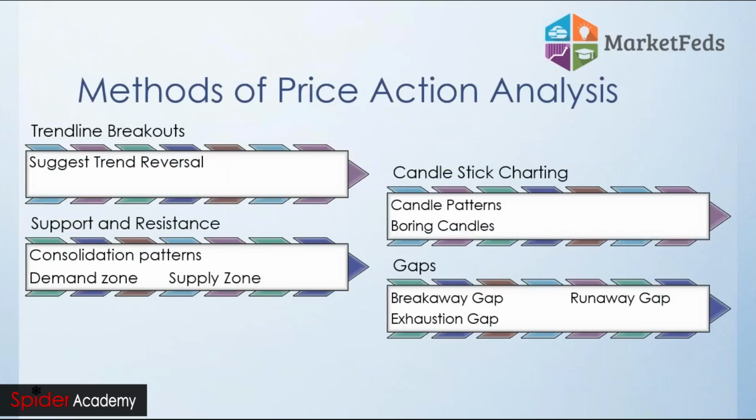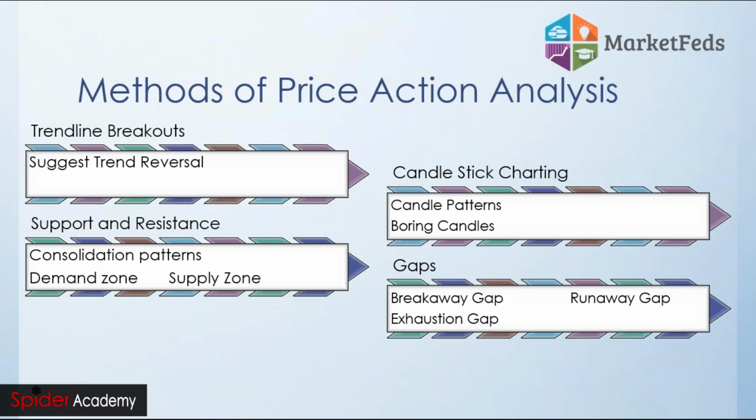So what are we going to do today? Today we are going to study methods of price action analysis. There are 4 ways which I particularly feel are good enough for your price action analysis. First one is trend line breakouts. We know the 3 types of trends: uptrend, downtrend, and consolidation. Trend line breakouts suggest that over a period of time a trend reversal is going to happen, right?